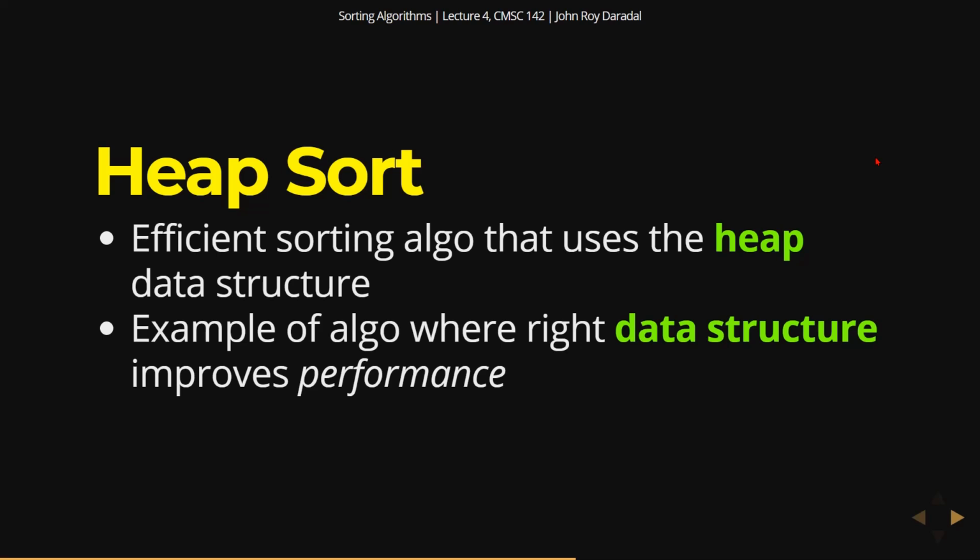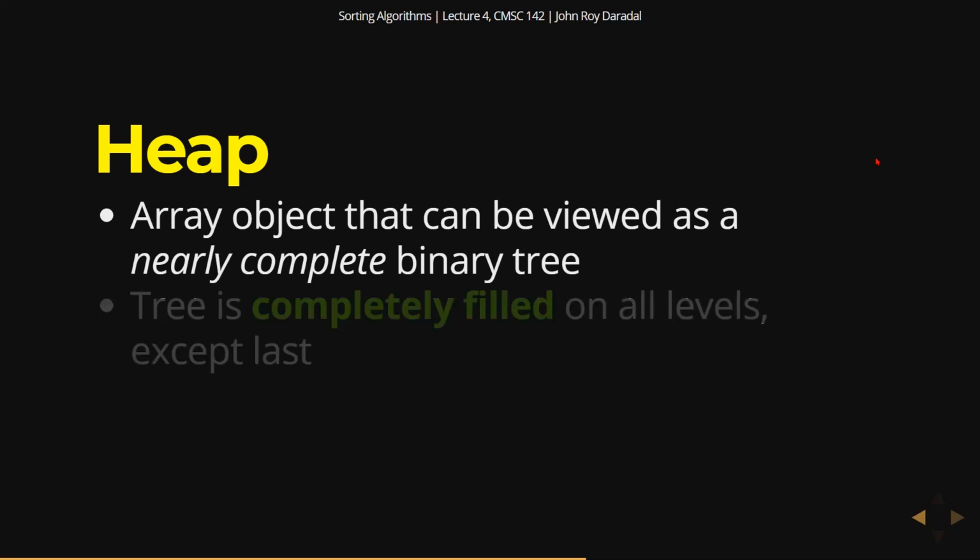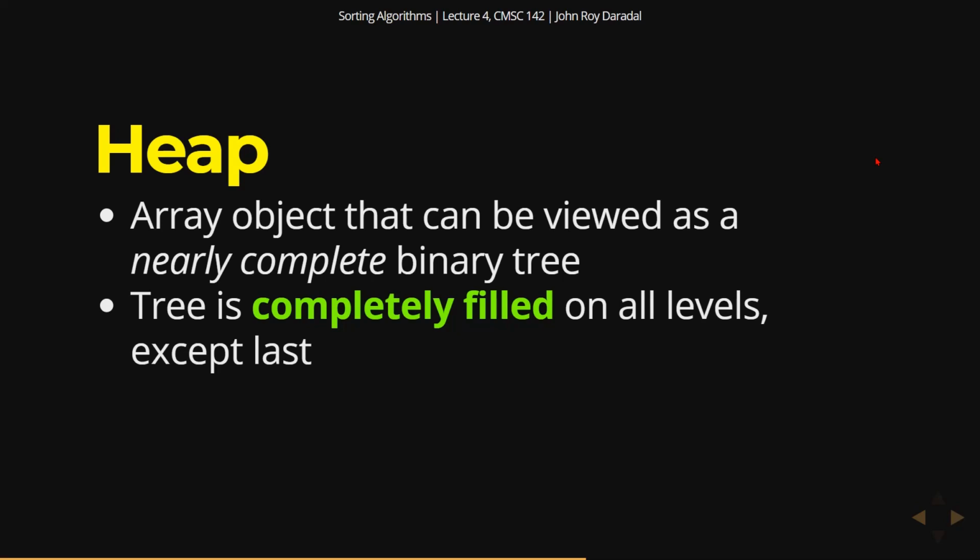The heap data structure is a tree-like structure. It's an array object that can be viewed as a nearly complete binary tree. If you remember your binary trees, those are trees that have at most 2 children. And for the heap, the tree is completely filled on all levels except for the last.